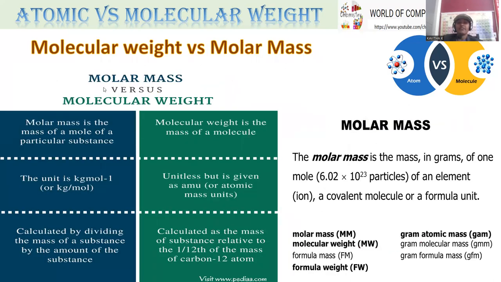Now, let us see a slight difference between the molar mass and molecular weight. Molar mass is represented in terms of Avogadro number. Molecular weight is just a sum of all the masses of the atoms. For molar mass, we have the unit kilogram per mole. Units for the molecular weight are not there, but generally it is represented in atomic mass unit. Molar mass is calculated by dividing mass of the substance by amount of the substance. In order to calculate the molecular weight, mass of the substance is taken relative to 1 by 12th of the mass of the carbon atom. This is the standard taken for the molecular weight determination. So in this manner, molar mass and molecular weight are slightly different. For molar mass, we have to take 1 mole.